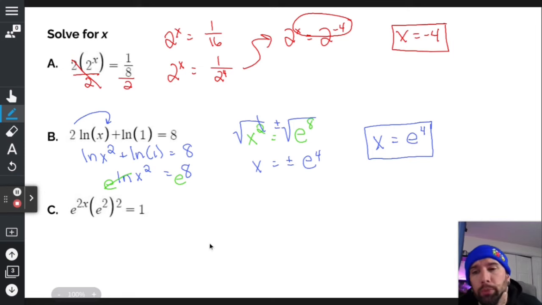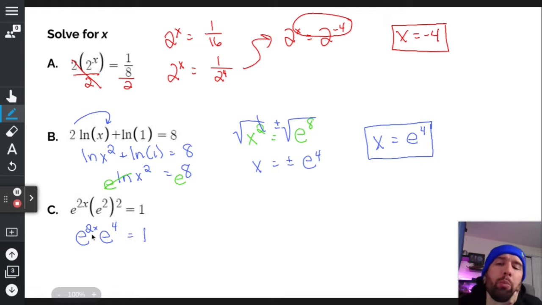Holy cow. All right. So this becomes e to the 2x. e squared squared means I multiply exponents. Okay. When you multiply terms of the same base, add the exponents. So this becomes e to the 2x plus 4 equals 1.